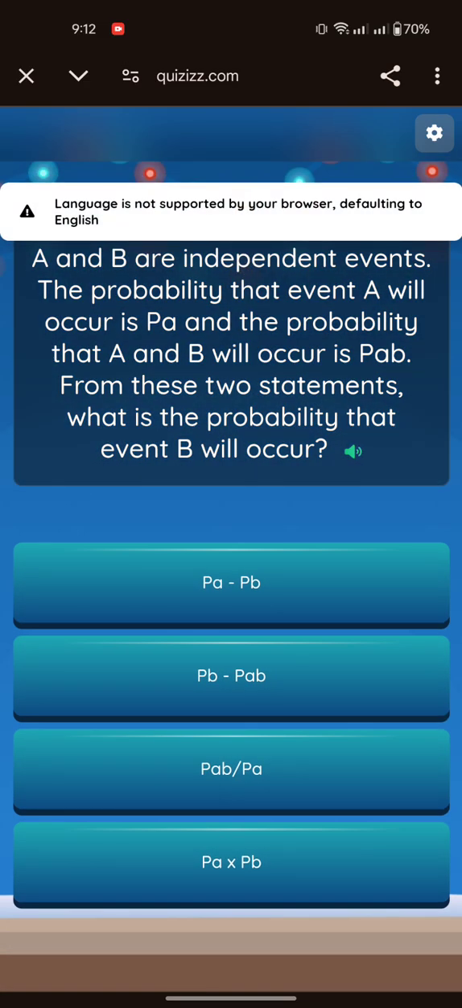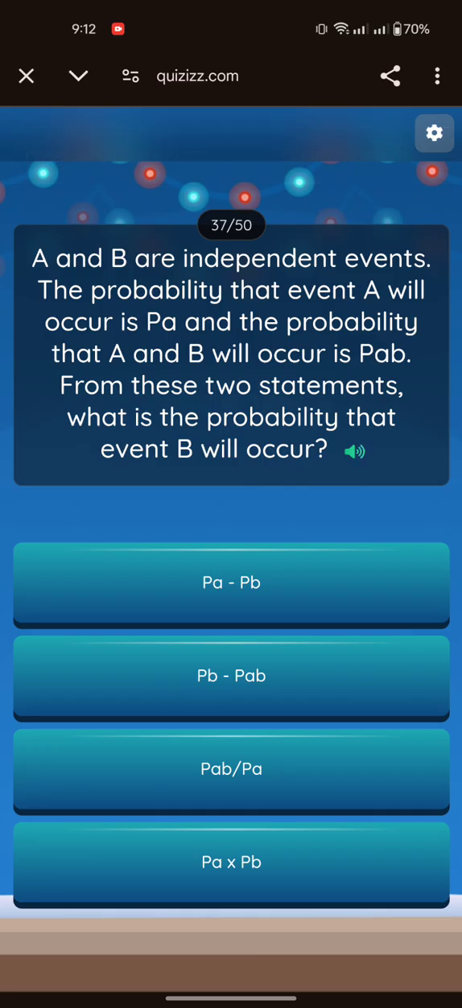Question. A and B are independent events. The probability that event A will occur is P(A) and the probability that A and B will occur is P(AB). From these two statements, what is the probability that event B will occur? Option 1, P(A) P(B). Option 2, P(AB) P(A). Option 3, P(AB) over P(A).